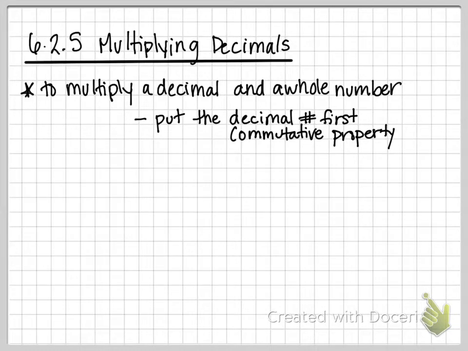So we'll use that to our advantage. When you have multiple digits, put the decimal number first, or the number that has the most digits first. It makes the multiplying easier.